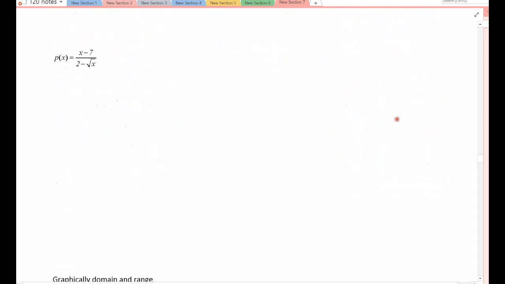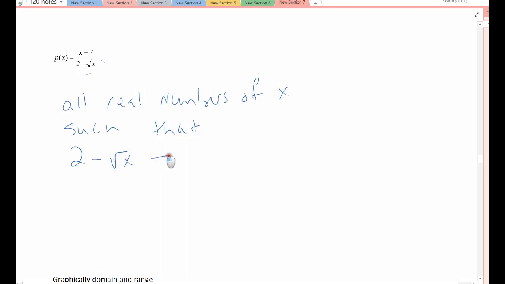Alright, the last example. There are also two parts to this last example. This last one's probably the more complicated of all of them, and you really have to think about it two ways. Alright, so I want all real numbers x such that two things have to be true. The denominator can't be 0, so 2 minus the square root of x can't be 0.